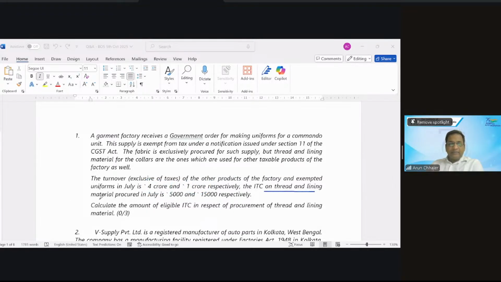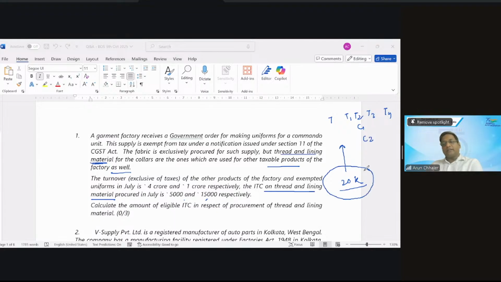ITC on the thread and lining material. The thread and lining material was a common item which is used for taxable as well as exempt supply. So I can say this 5 plus 15 is 20,000 is the common ITC. Should I say it T, T1, T2, T3, T4, C1, C2? What name should I give to the 20,000? Kindly tell me what name I should assign to this 20,000.